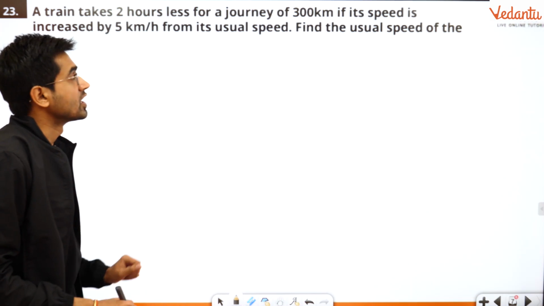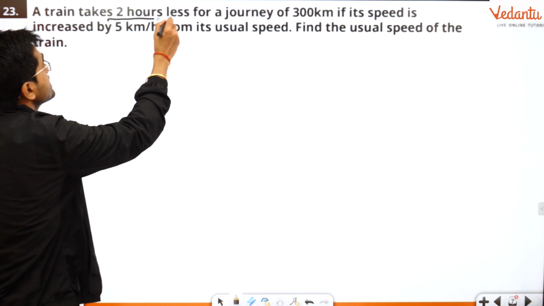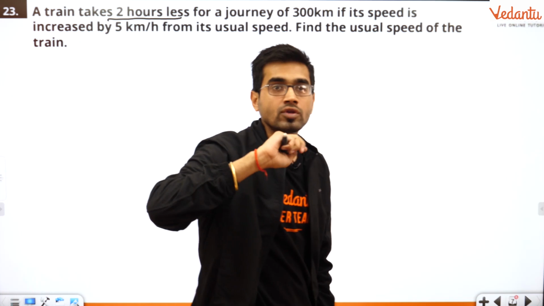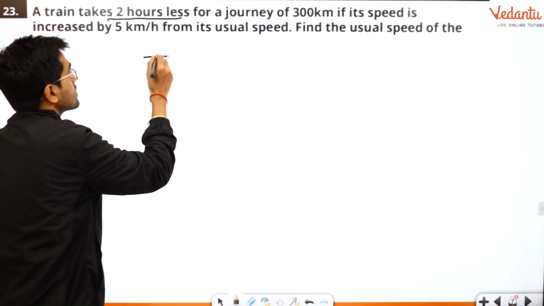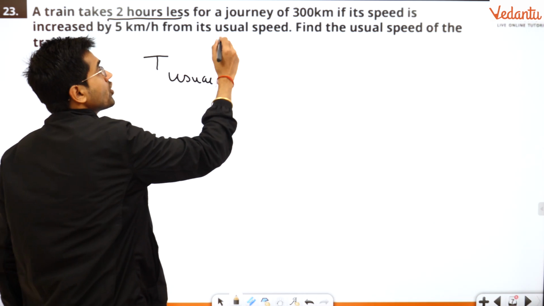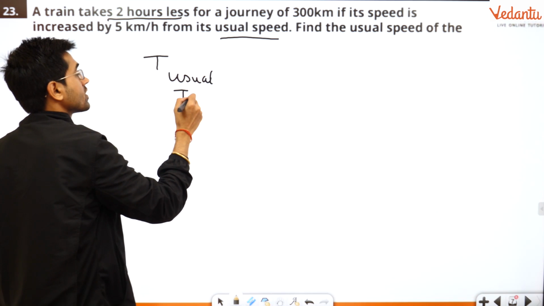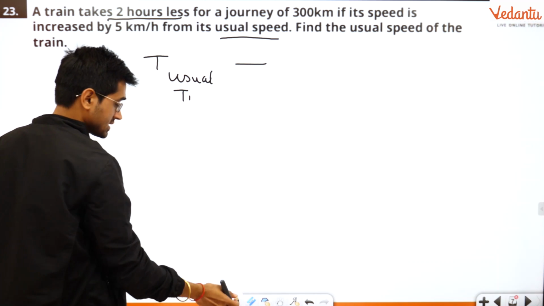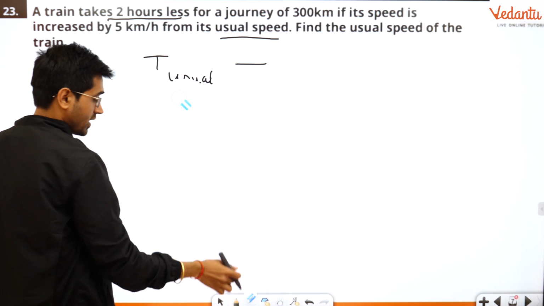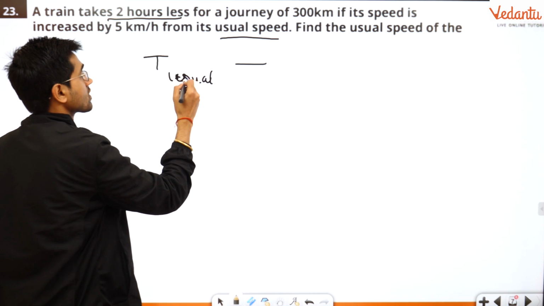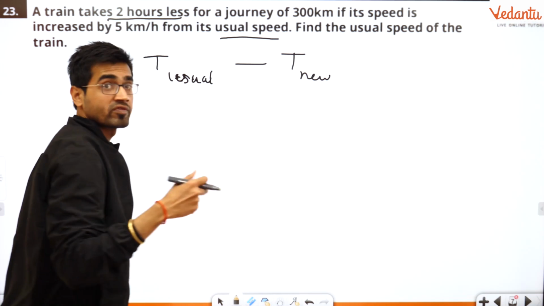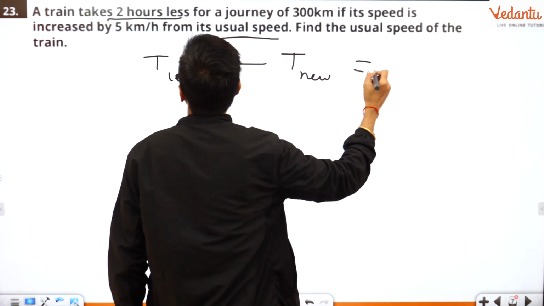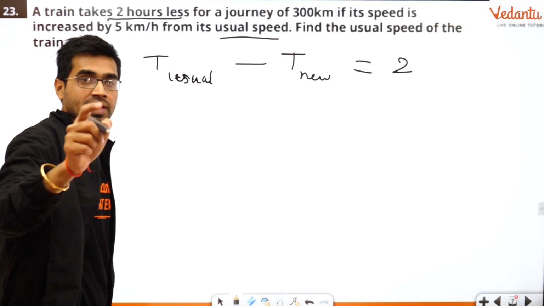Let's do it. You want the time difference because they have said 2 hours कम लगता है. तो पहले time ज़्यादा लगता था. So the usual time is more. At the usual speed the usual time is more. Time usual minus the time new, नया time, when the speed is increased. How much is the difference? 2 hours.